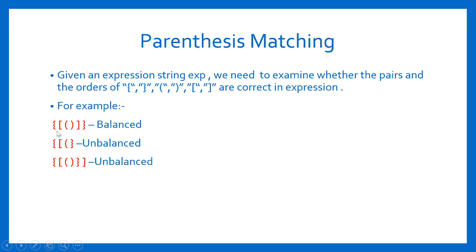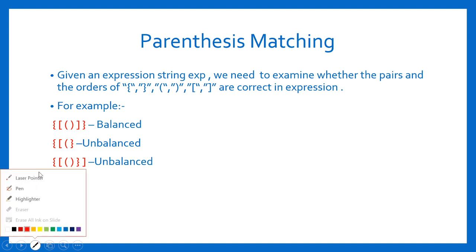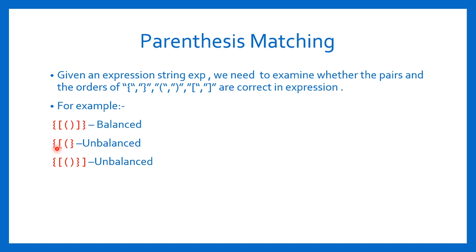So the first one has 3 open brackets and then the same 3 close brackets. So it is balanced. And in this case, these 3 are open, but they are not closing. Only one is closing. So it becomes unbalanced. In the third case, they all are opening and they all are closing. But if you notice, the last 2 have changed their position. So as per the definition, the order also has to be the same. So we cannot accept that.